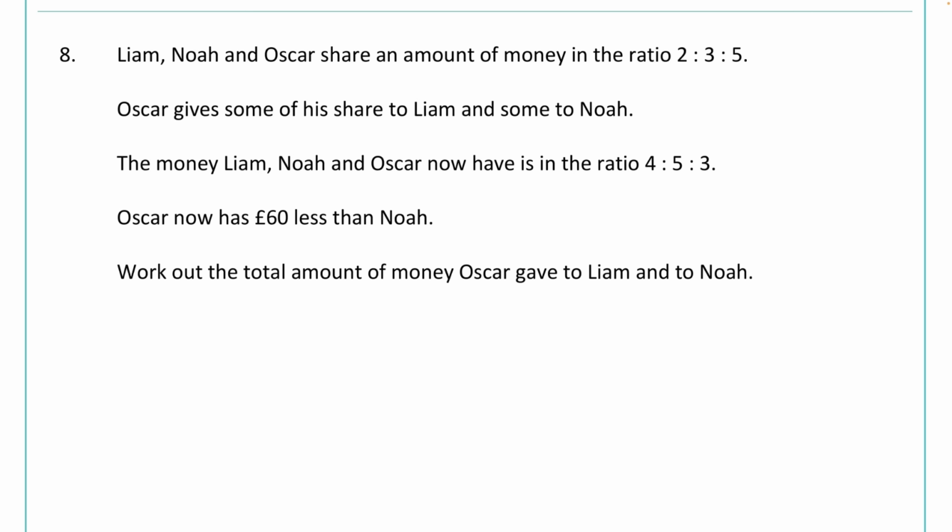Liam, Noah and Oscar share an amount of money in the ratio 2:3:5. Oscar gives some of his share to Liam and some to Noah. The money Liam, Noah and Oscar now have is in the ratio 4:5:3. Oscar now has £60 less than Noah. Work out the total amount of money Oscar gave to Liam and Noah.